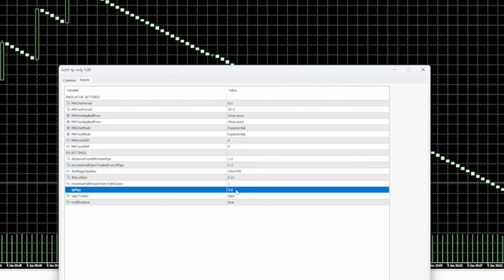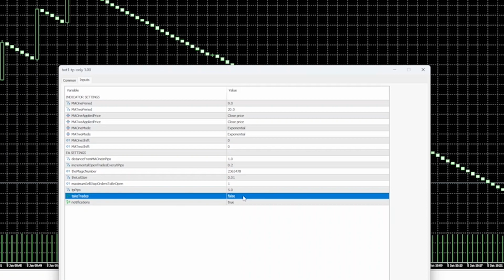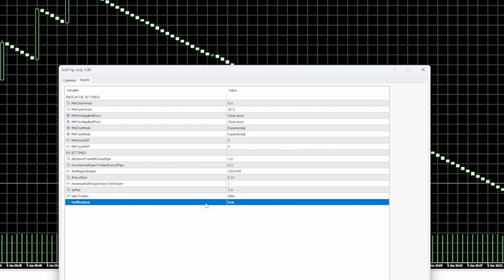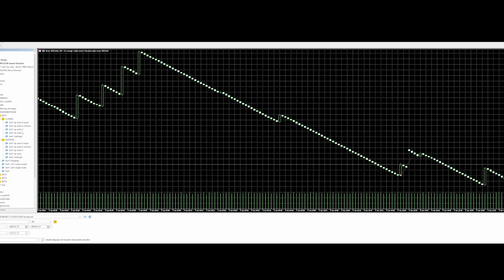Like I explained, this only has the take profit. This is in pips. You can change this value to whatever you want. Take trades is set to false by default. This means the bot will not take any trades when conditions are met. However, we also have notifications. If you just want to use this as a signal, you can turn notifications to true and take trades to false. So that is the first variation. Notifications will look something like this.